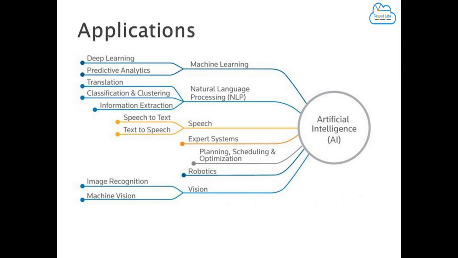Why is translation artificial intelligence? Because a human can translate between different languages. Yes, a machine can also translate. But actually what is happening is it is learning from each and every translation. So it is adapting. That is why translation is also a bigger part. Then we have information extraction. What is information extraction?